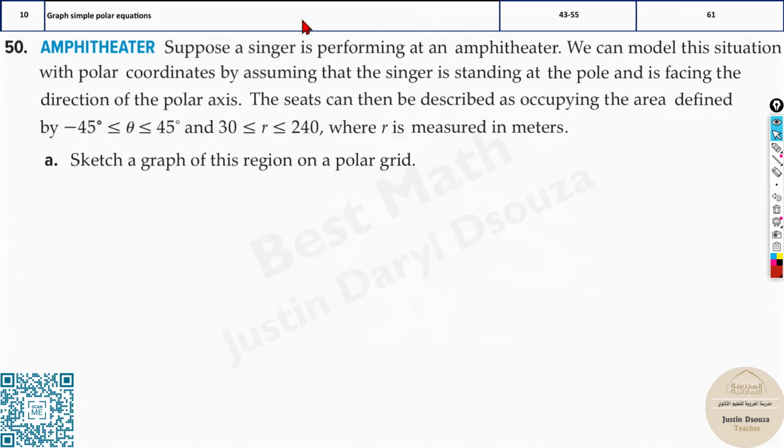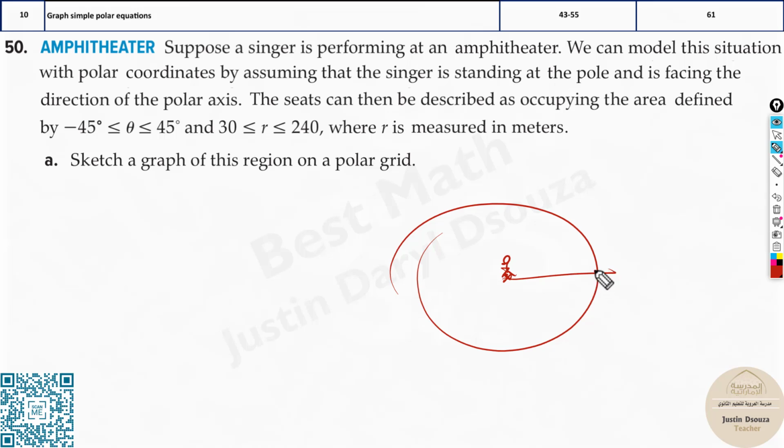Another real world problem. Suppose a singer is performing at an amphitheater. We can model the situation with polar coordinates by assuming that the singer is standing at the pole and is facing the direction of the polar axis. This is important. Let me just draw a rough figure. This is the pole, right? The singer is over here and this is the polar axis, isn't it? 0. So he is facing like this, okay?